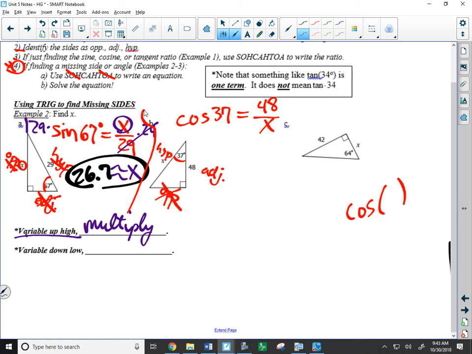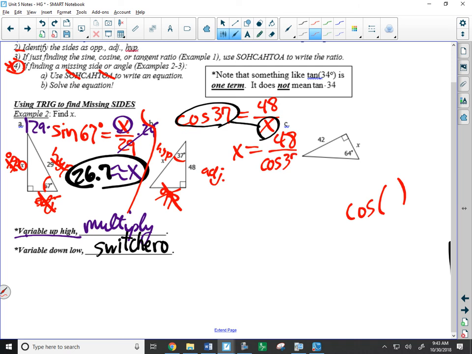To do this one, the variable down low, switch a row. It's silly, but it works. I'm going for switcheroo, but that didn't rhyme. So I'm changing it to switcheroo. Yes, I was going for you switch these two. If you watch the video again, something like this came up, and he switched these two. So if the variable is down low, switch your row.